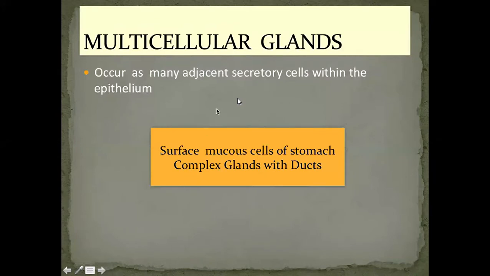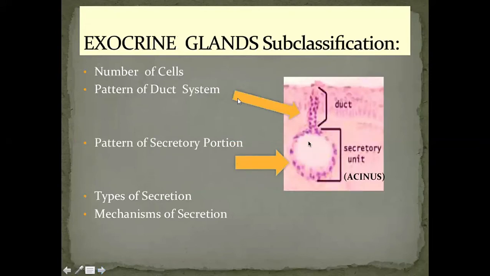How about multicellular glands? They occur as many adjacent secretory cells within the epithelium. So they are found in the surface mucous cells of your stomach and the complex glands with ducts. Take note, another way of classification of your exocrine glands is the pattern of the duct system.